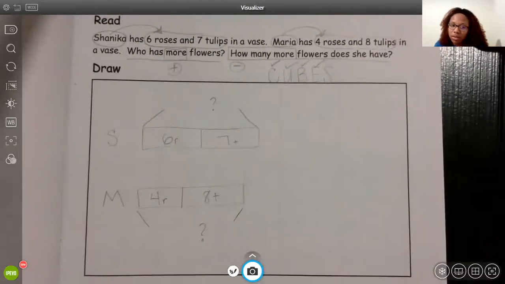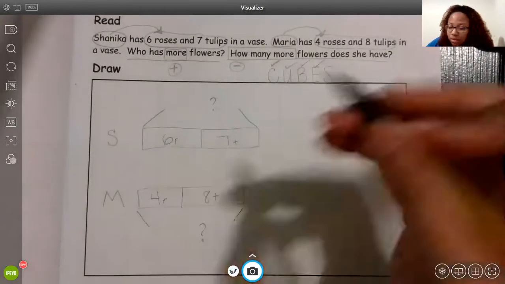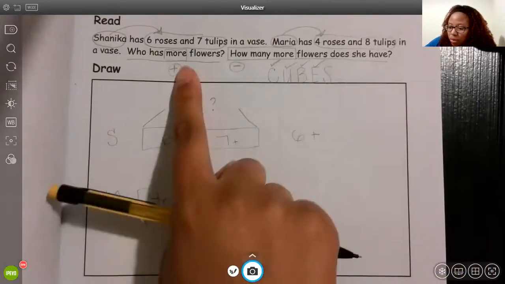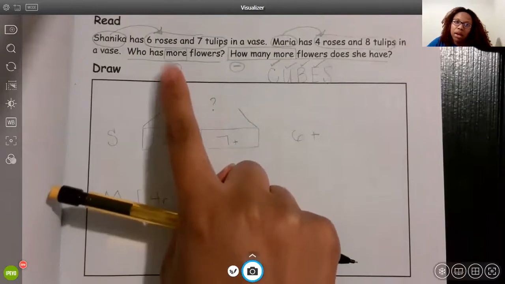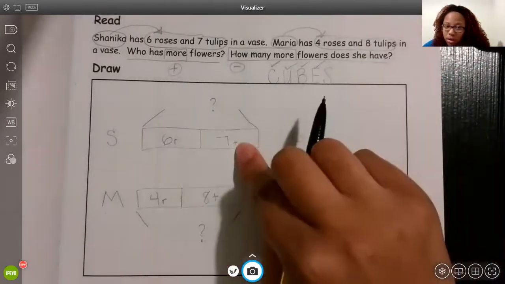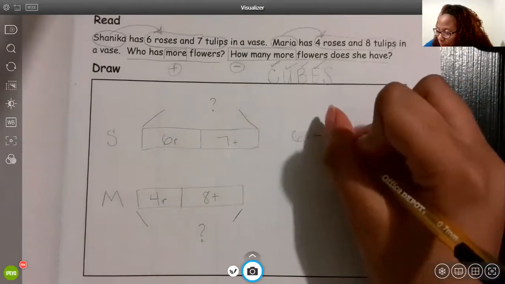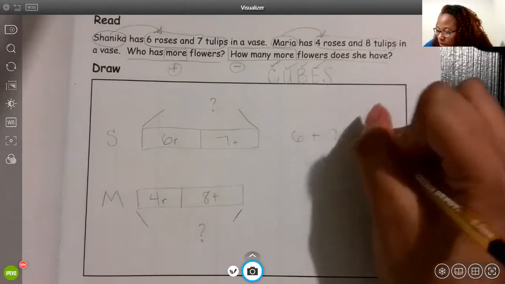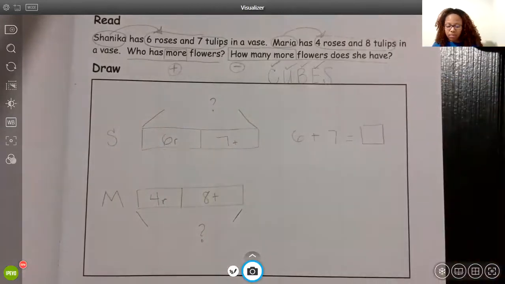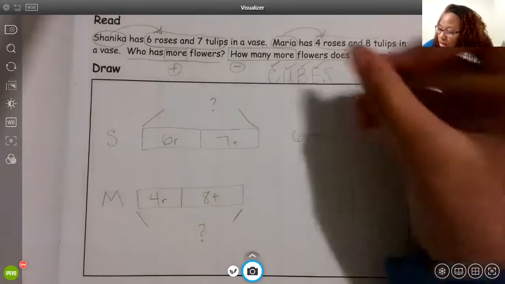My first number sentence will be 6 for 6 roses, plus, because remember, I'm doing more and I have my plus sign to remind me which operation I'm going to do. And my other part is 7 equals blank. What is 6 plus 7? It is 13.